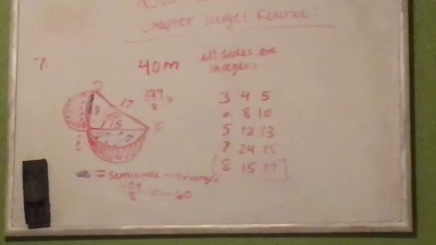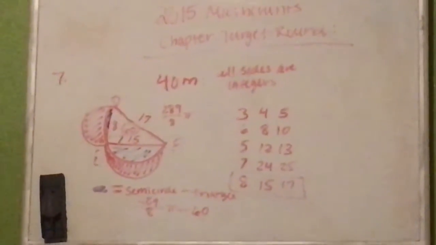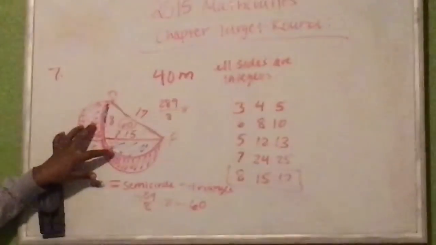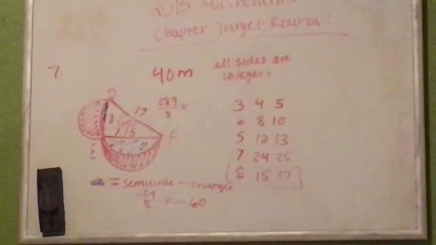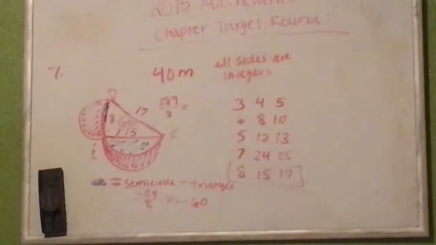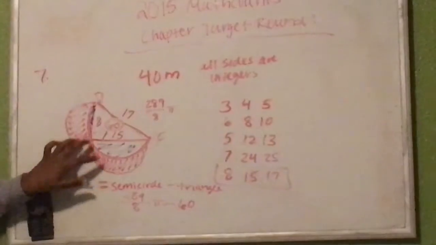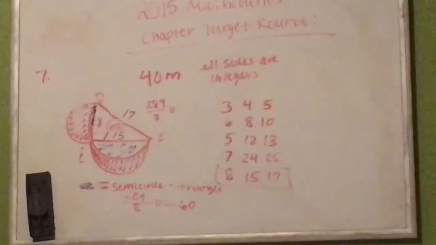Next thing that we need to do is actually solve for what the problem is asking for. The problem is asking for the red shaded areas. The red shaded areas are equivalent to adding the semicircles and subtracting the purple areas.